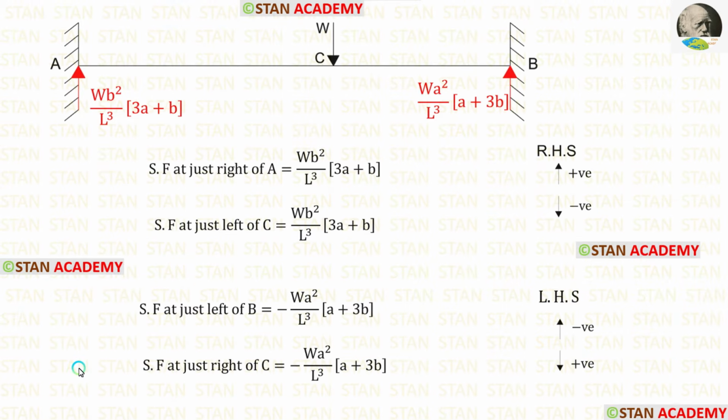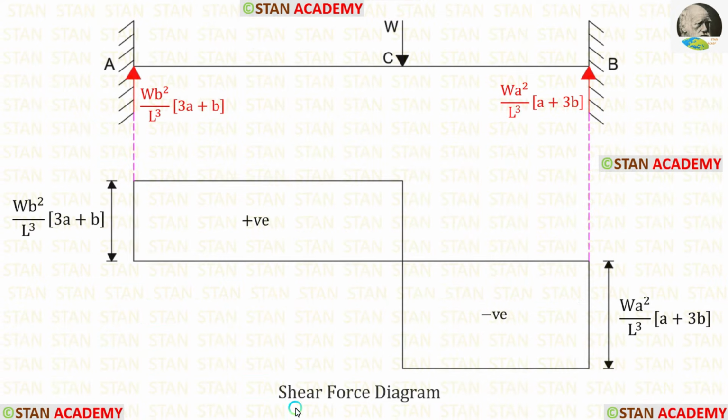Now, we are going to draw the shear force diagram. For the shear force at just right of A and for the shear force at just left of C, we can calculate the shear force towards the right side. Here, upwards will be positive and downwards will be negative. For the shear force at just left of B and for the shear force at just right of C, let us go towards the left side. Upwards will be negative and downwards will be positive. Using the shear force values, we can make the shear force diagram.